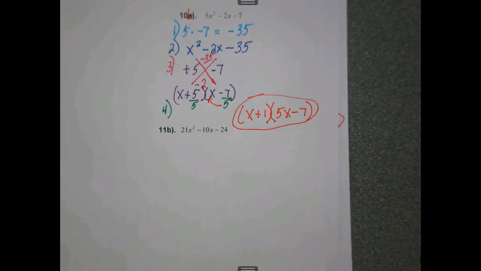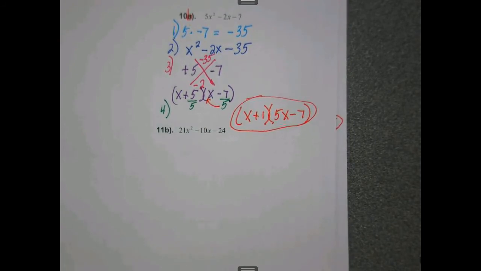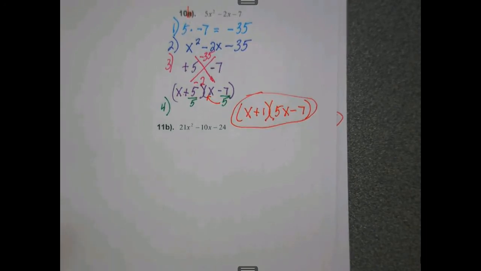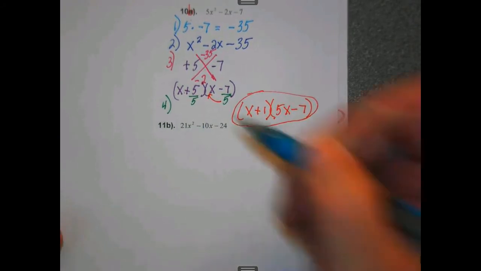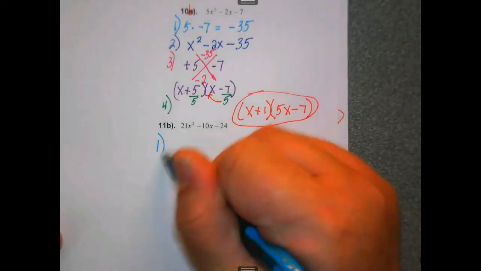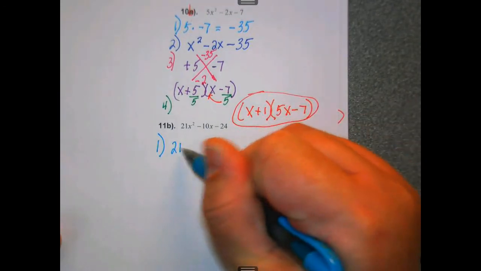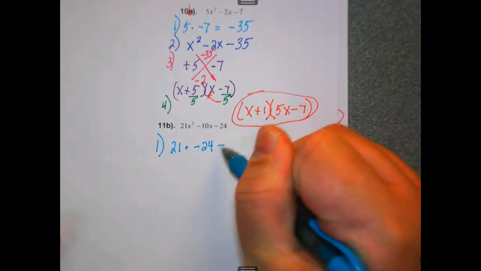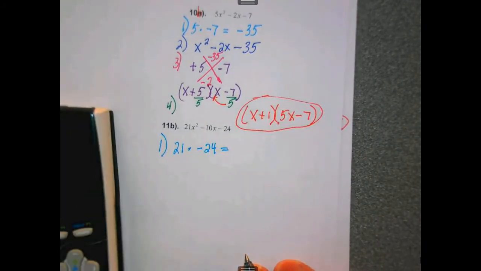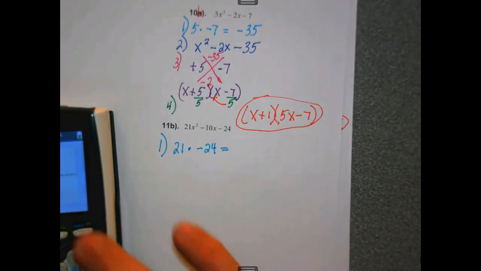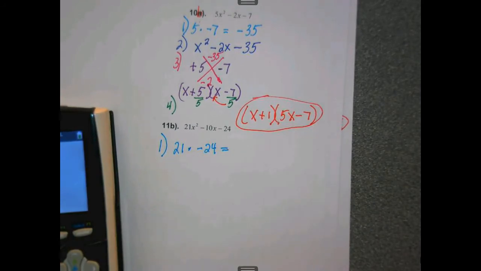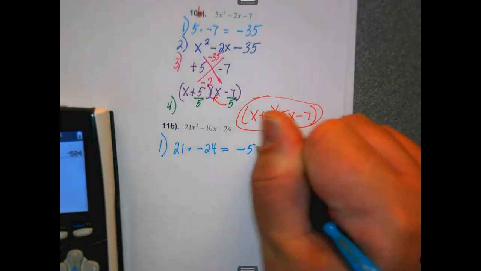11B looks horrible. We can't even factor anything out, can we? Yikes. I hope I don't give you a hard problem like this on the test. 21 times negative 24. I don't like this at all. I don't like where this is going. 21 times negative 24, negative 504.